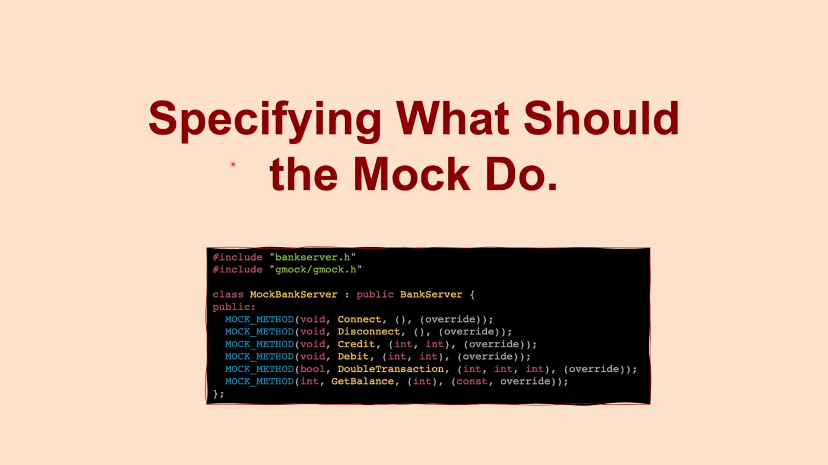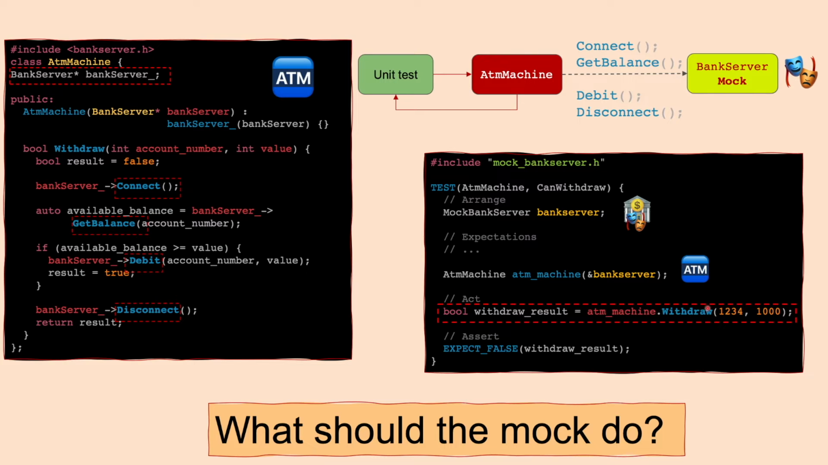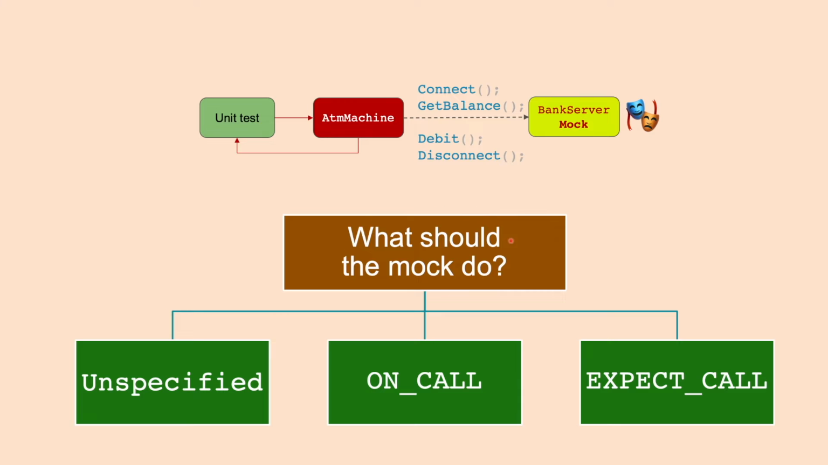Specifying what the mock should do. Remember that inside the withdraw function, we are calling the bank server's connect, getBalance, debit, and disconnect. And we basically have to specify what should happen as a result of these calls so that the test can work. There are several things that you can do for specifying what the mock should do. One is simply not specifying it, as we just did right now. The other is to use the ON_CALL macro. And finally is to use the EXPECT_CALL macro.